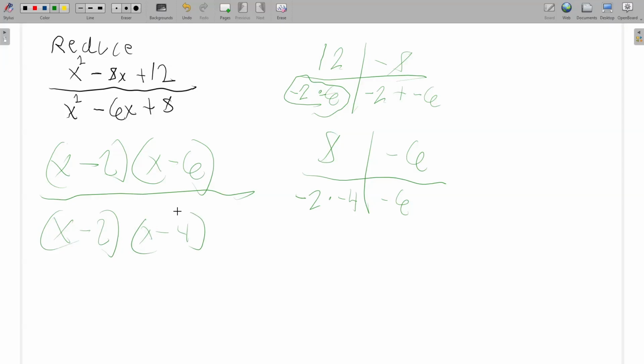Now we cancel any similar terms. I see two terms that are similar, top and bottom. So this is what we're left with. And so our answer, when reduced, would be x minus 6 over x minus 4.